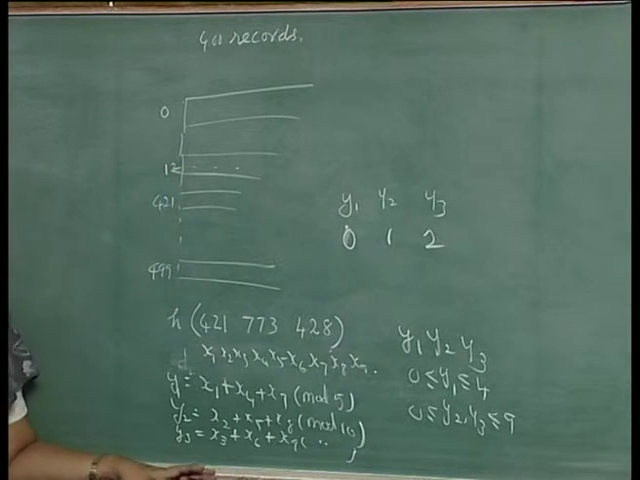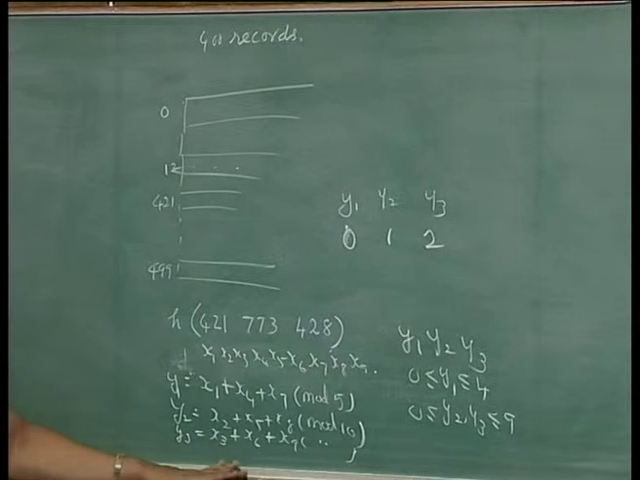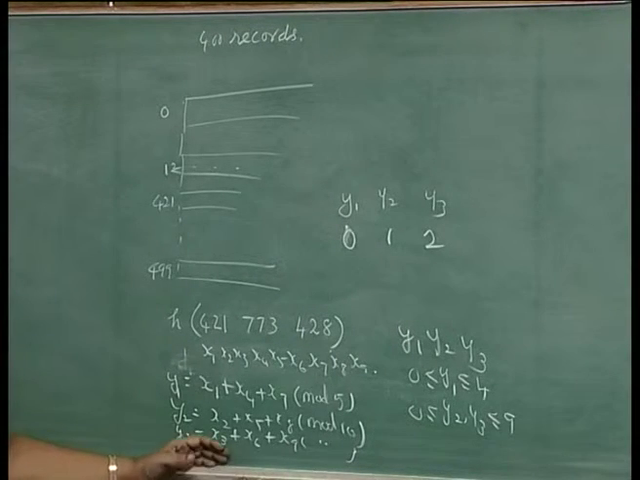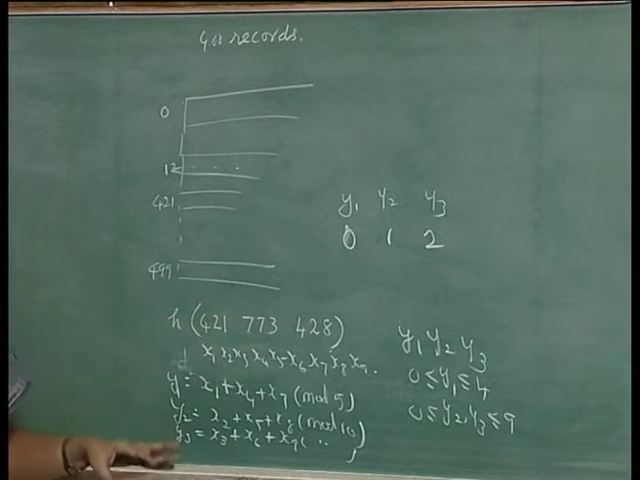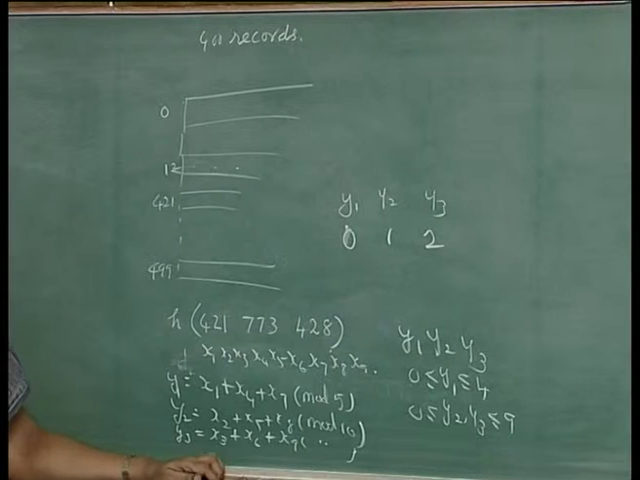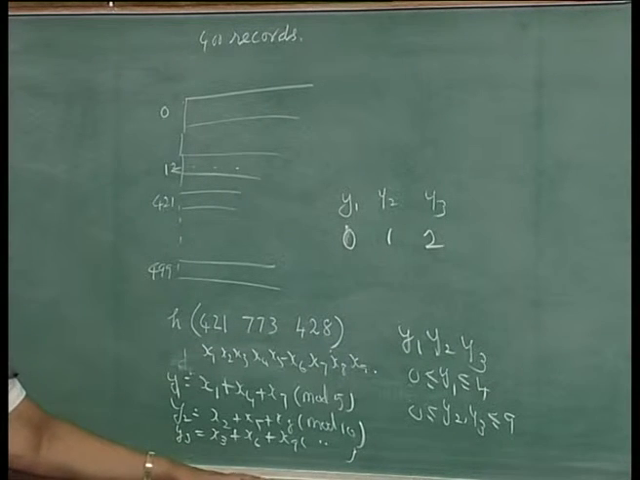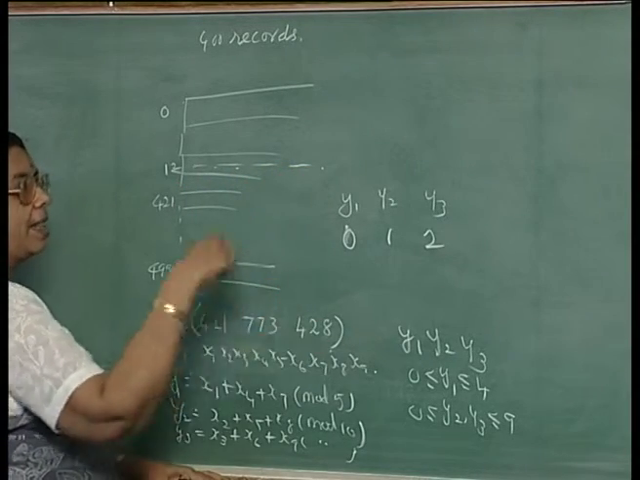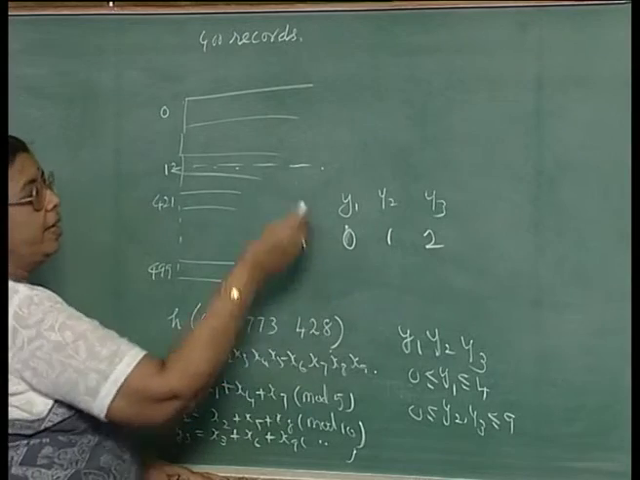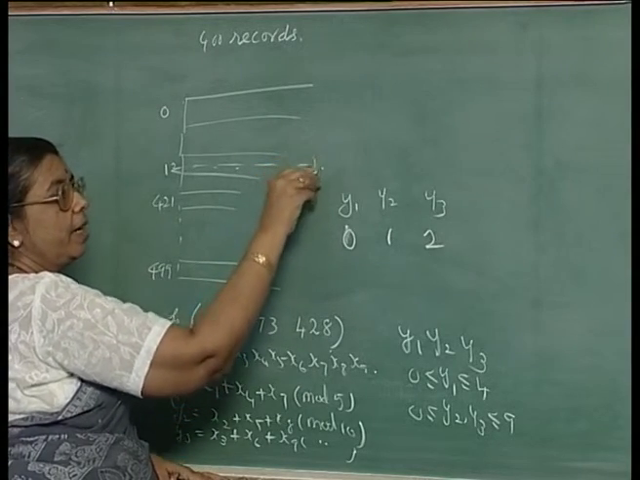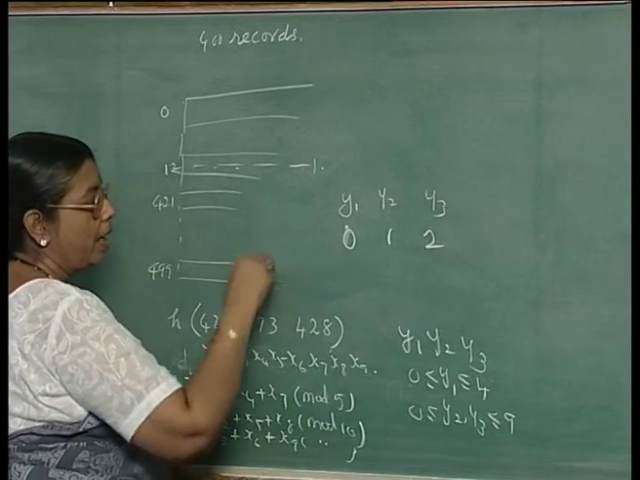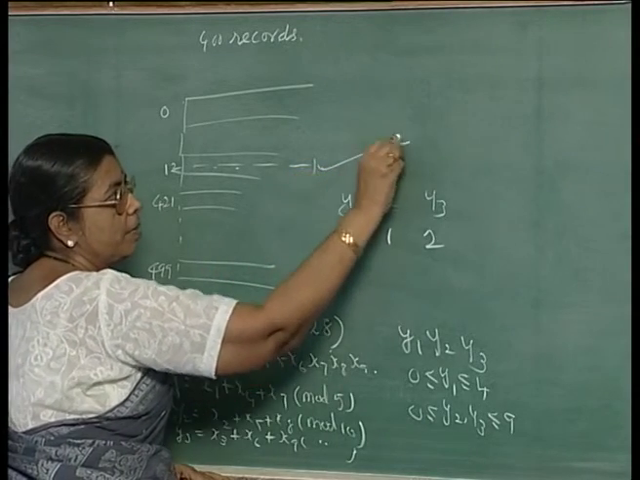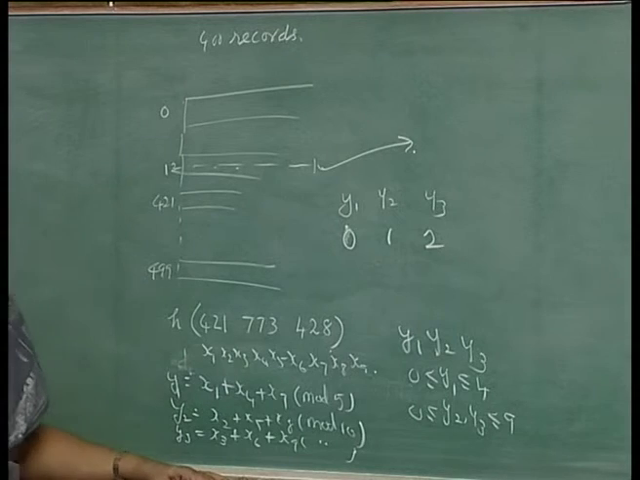Here also it is possible that different elements will be mapped onto different elements, but you cannot ensure this. It may so happen that two of them go to the same address, or two of them get mapped onto the same element. In that case, you say that a collision has occurred. Suppose one record you have already stored here, and another record also gets the same number, then a collision occurs. Then the second record you have to store somewhere else, maybe below that or some other place, and you must have a pointer pointing to that element.